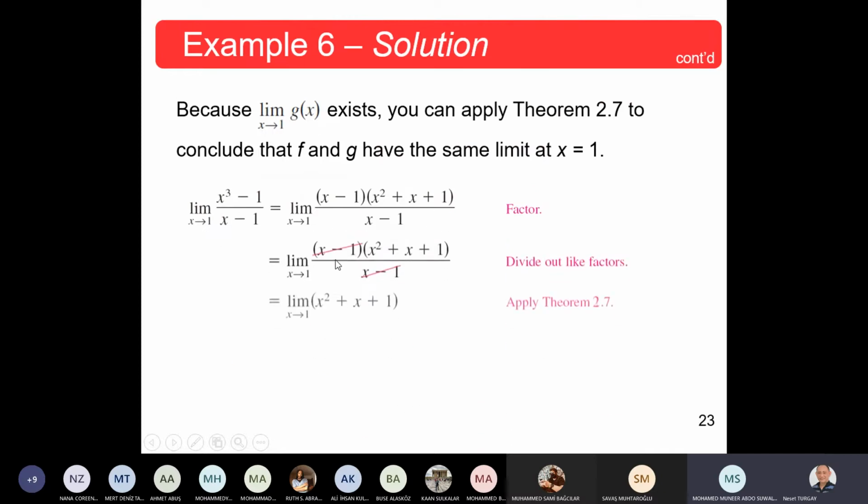Now we come to the simplified form. Now this is a polynomial. What is the answer? 3. 1 plus 1 plus 1. Exactly, 3. So this is one thing you need to do when you have 0 over 0.